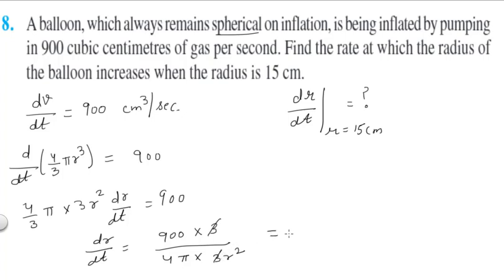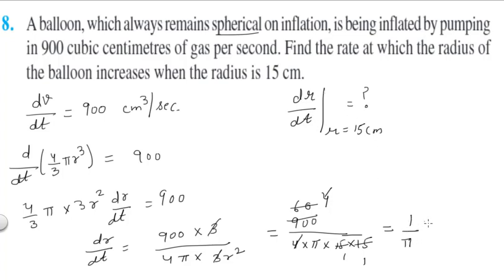We can place the value of r. R is given as 15 centimeter. 900 divided by 4 multiplied with pi multiplied with 15 multiplied with 15. We can solve it now. 15 1s are 15, 15 6s are 90 and 0. 15 1s are 15, 15 4s are 60. 4 and 4 getting cancelled. So we are left with 1 upon pi.